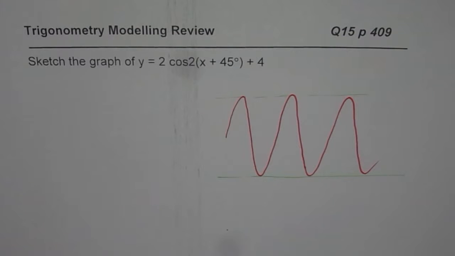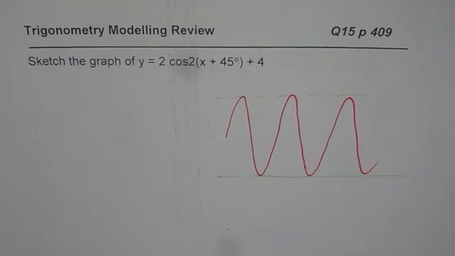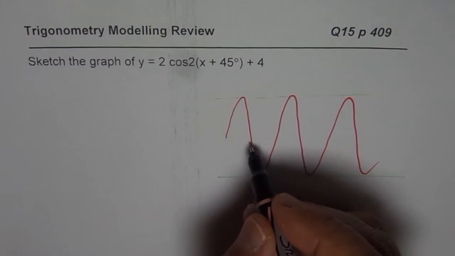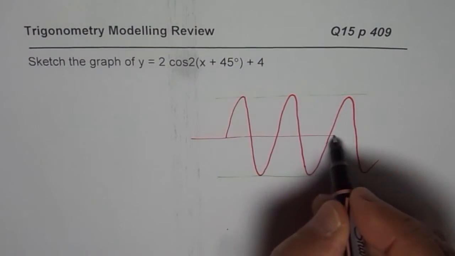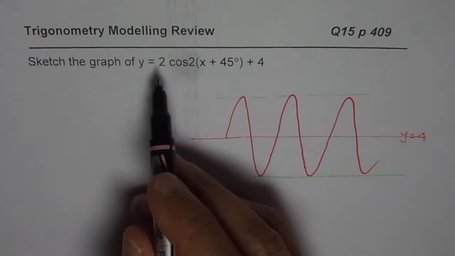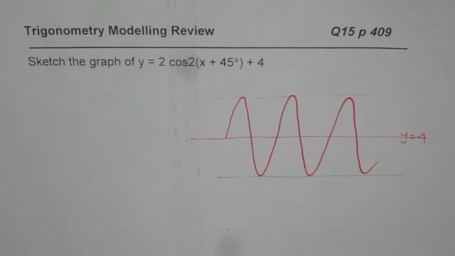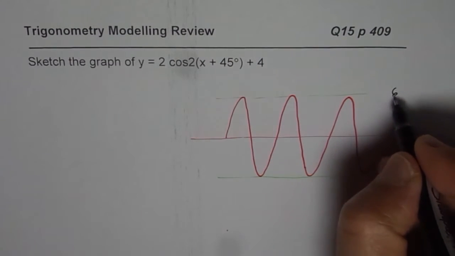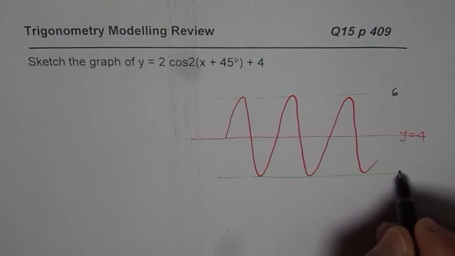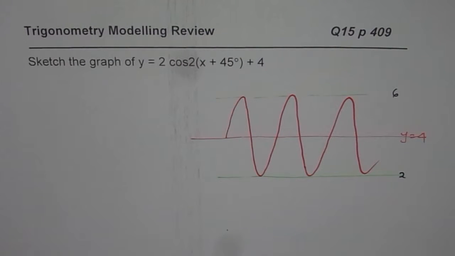Now what is given to us here is a cosine function, and amplitude is 2, axis is 4. That means the center of this graph should be going through 4. So this is y equals 4 for us, correct? Amplitude is 2. That means the maximum will be 2 units above. So this is 6 for us, and minimum is 2, right?